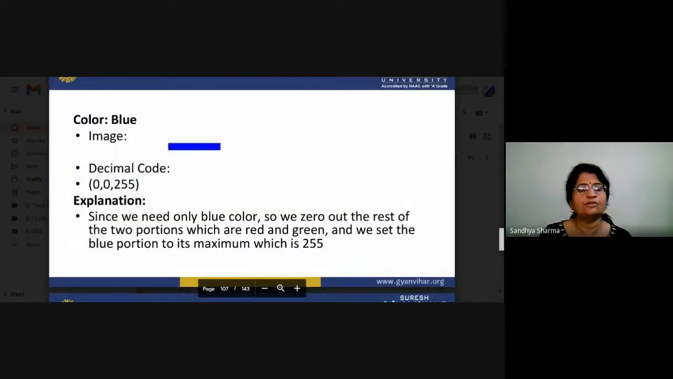Now we are talking about the blue color. So now what will happen? You can see the image of blue color. So what about the decimal code? Since only the blue color is required here, the remaining two, red and green, should be 0, and we will set 255 for the blue color.